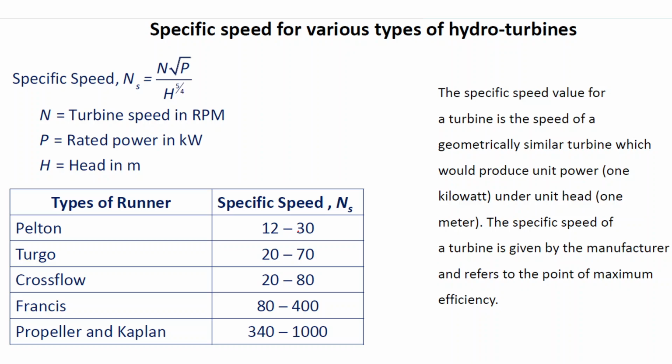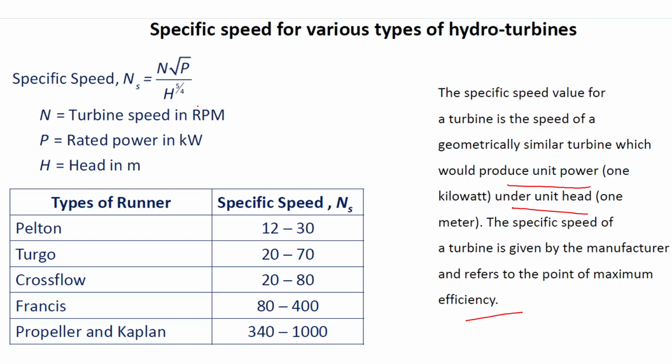Now coming on to one of the characteristics of hydro turbines, that is the specific speed. This is a characteristic which may give us some information about the turbine. The specific speed of a turbine is basically the speed of a geometrically similar turbine which would produce a unit power of 1 kilowatt at a unit head of 1 meter. It is given by the manufacturer and refers to the point of maximum efficiency. So the specific speed may tell us about the maximum efficiency.